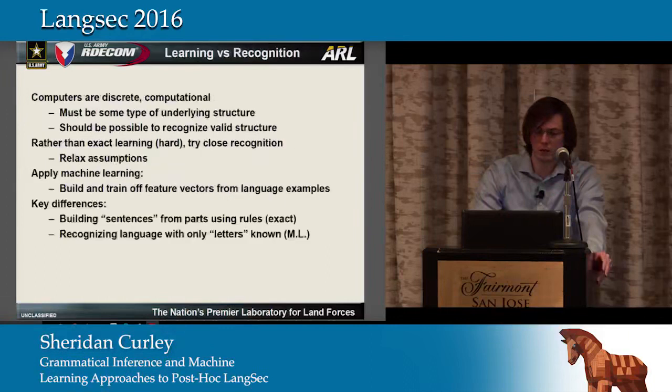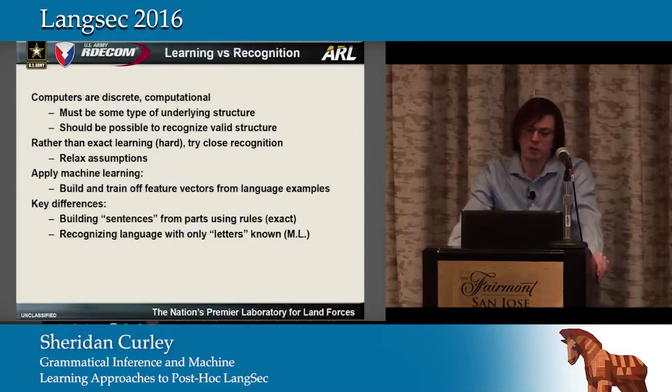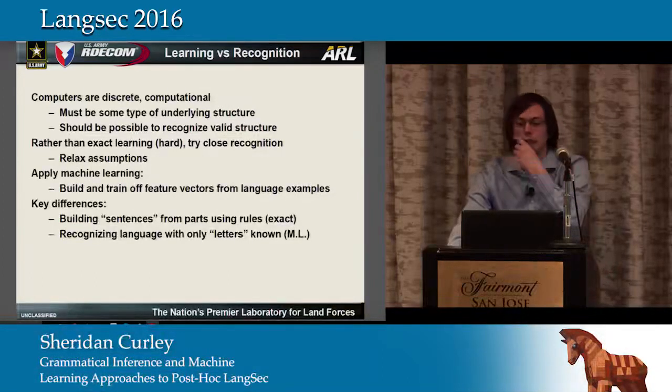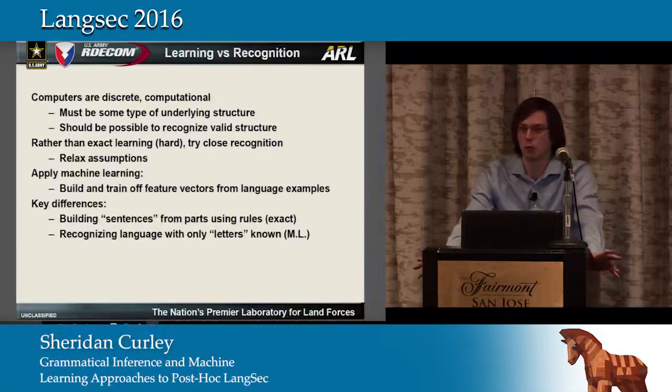So in order to get around that, we're going to relax the idea of exact learning and use the fact that we know that computers are discrete and computational. There must be some underlying structure, even if it's not necessarily clear to us, and even if it's not necessarily a secure structure. And rather than exactly trying to learn that grammar, we're going to try to do, say, close recognition. We're going to relax our assumptions heavily and just try to be good enough so that we can apply at least some level of security, even in a situation where the people who are working with your parser aren't willing to change to more secure systems. To do this, we're going to use machine learning.